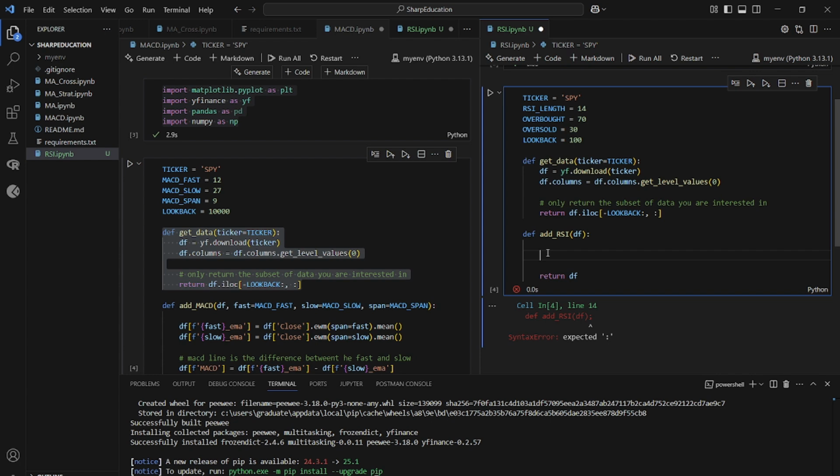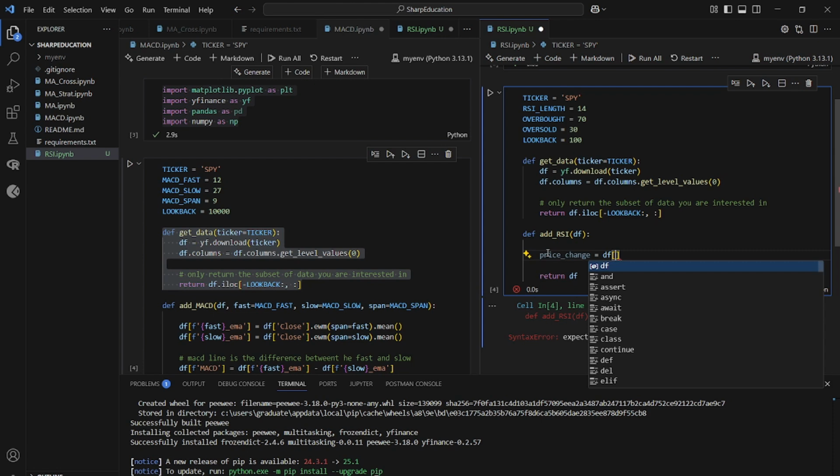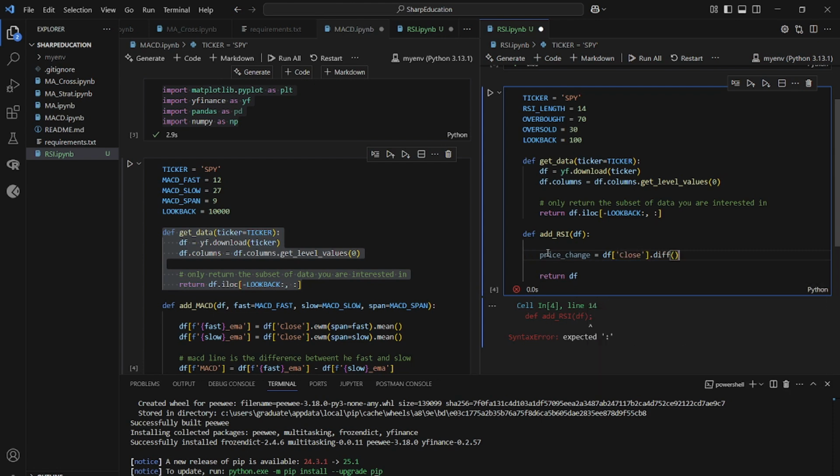So we can call delta price change equals df close dot diff. This is a built-in pandas function that shows you the difference between each given row. And so now we have a long list of numbers that are going to be just the difference between the close price before and the close price after. From there, we can actually print this out. So I'll show you what the diff looks like.